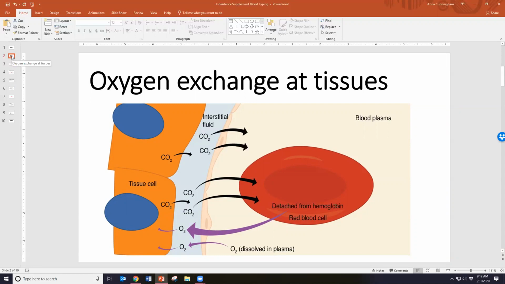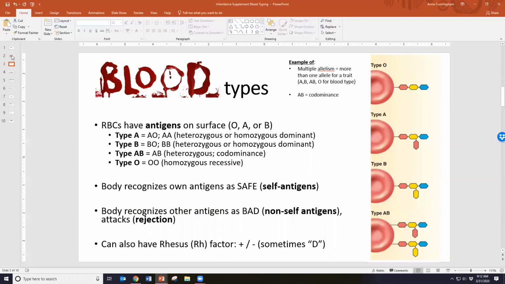We, as you know, have blood types. Red blood cells are not universal, meaning that my blood cells may not be compatible with your body, and your red blood cells may not be compatible with my body, and that all comes down to our genetics. So a little bit about blood typing.